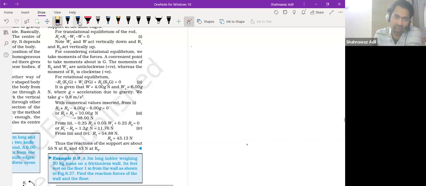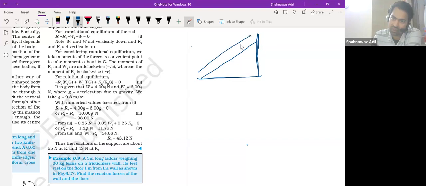You have a ladder, right? And it is kept on this wall. So you have this ladder which is kept like this, right? And this wall is frictionless. This is a 3 meter long ladder, right? And weighing 20 kg, right? So again, the center of mass would be in here. So this is where the weight would be, right? So let's say this is the weight, and the wall is frictionless.